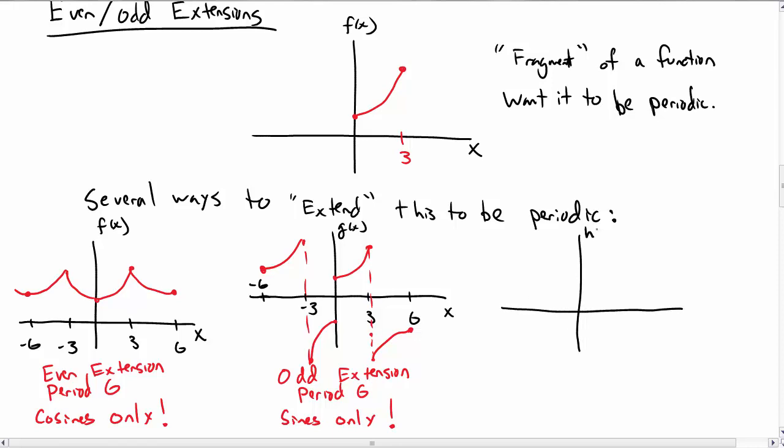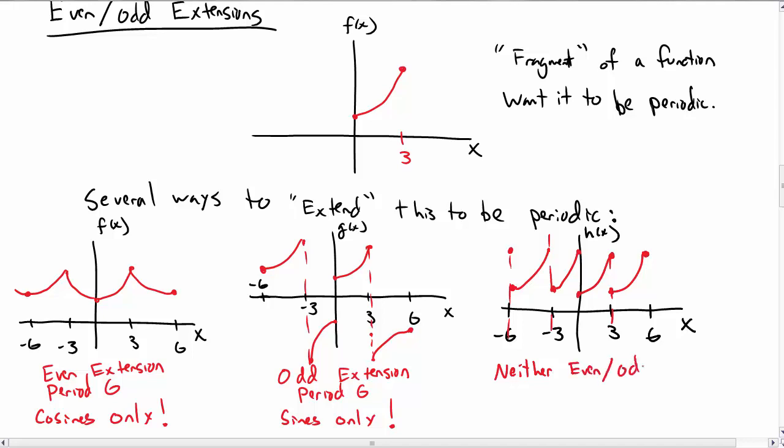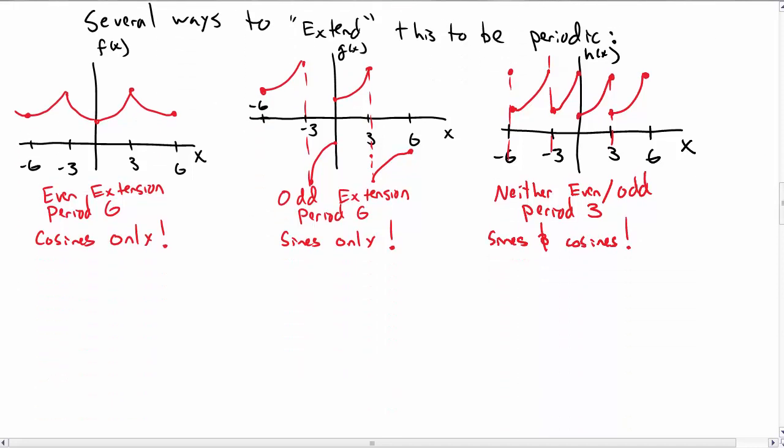Finally, I could choose to do neither even nor odd. So I could take my original fragment of a function and just have that repeat over and over again, like this. And so, of course, this is neither even nor odd. It's a combination of even and odd. Importantly, notice that this function has a period of 3. And of course, now since it's neither even nor odd, it will involve both sines and cosines.